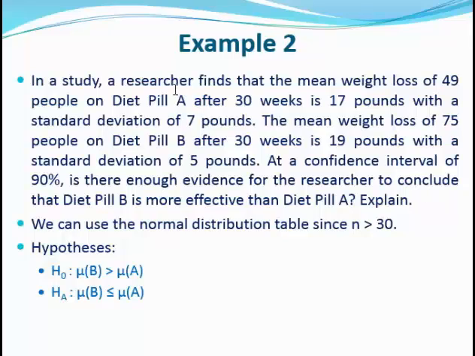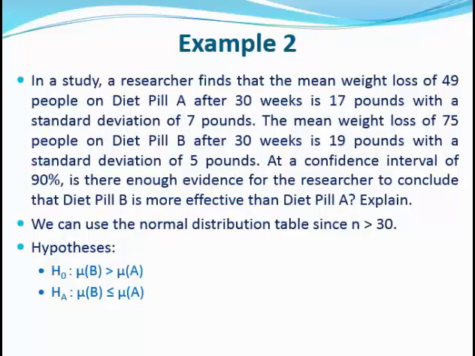In a study, a researcher finds that the mean weight loss of 49 people on diet pill A after 30 weeks is 17 pounds, with a standard deviation of 7. The mean weight loss of 75 people on diet pill B after 30 weeks is 19 pounds, with a standard deviation of 5. At a confidence interval of 5%, is there enough evidence for the researcher to conclude that B is more effective than A?